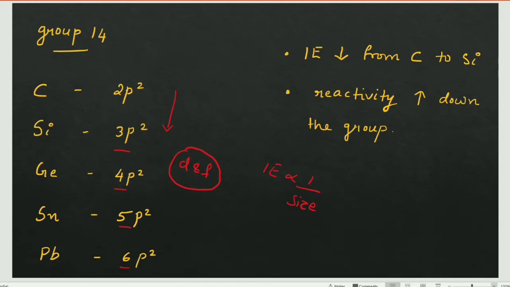And the next point is reactivity. Reactivity increases down the group. So down the group reactivity increases. So lead is more reactive than carbon.